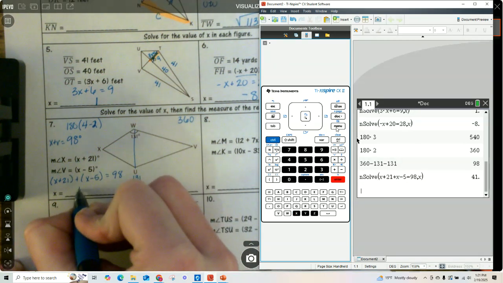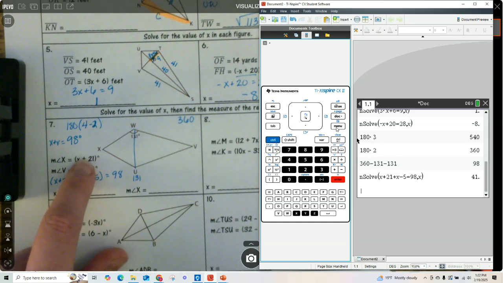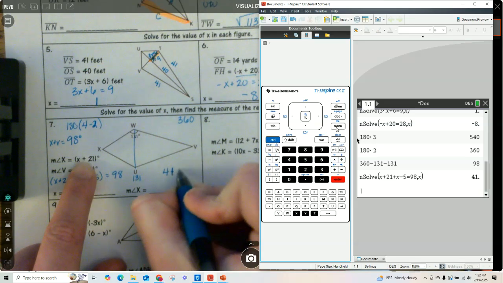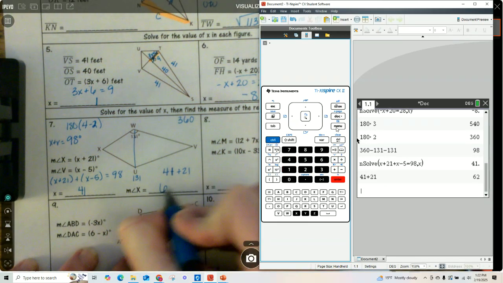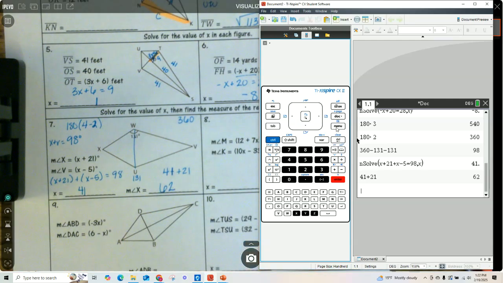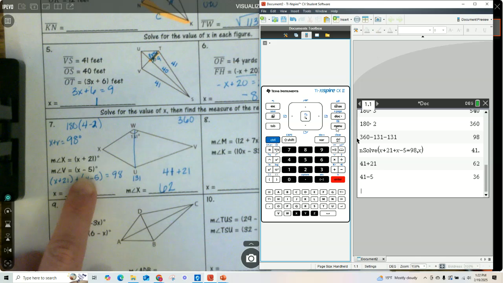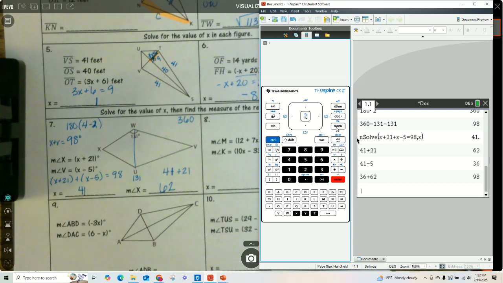All right, so x is going to equal 41. And then this asks me, what's the measure of angle x? So I can take this value and I can plug it into angle x's expression. 41 plus 21 is 62. Which means the little one is going to measure 36. 36 plus 62. So you usually can work around and kind of check your work.